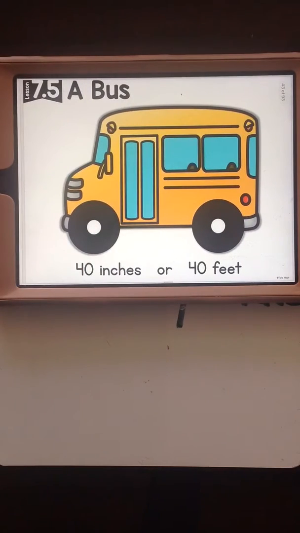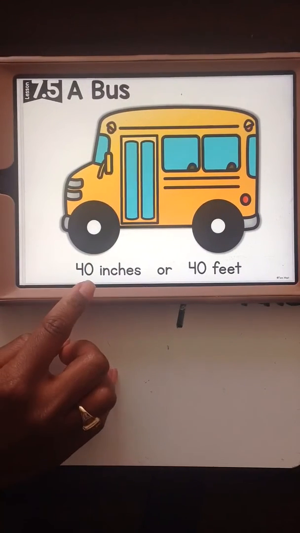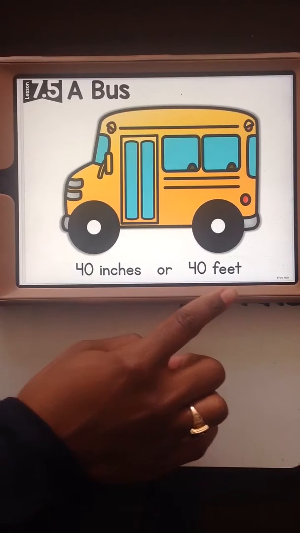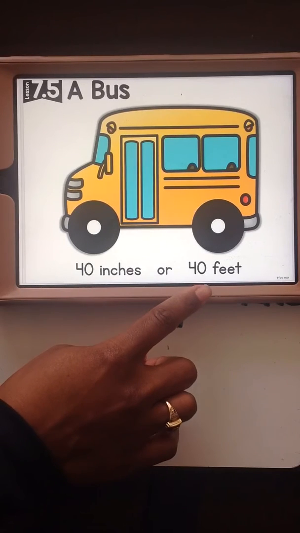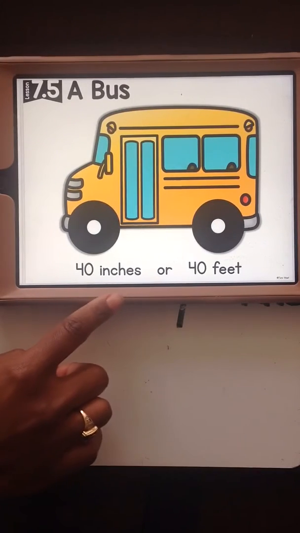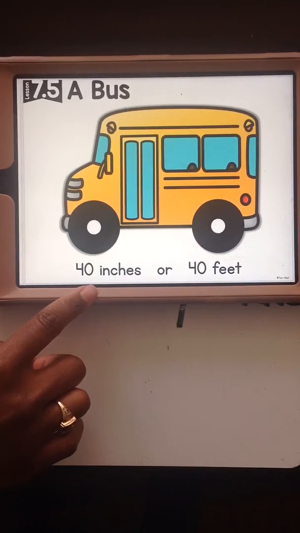Now think about a bus. Do you think a bus is 40 inches or 40 feet? If you guessed 40 feet, you are correct because 40 inches is not very long at all.